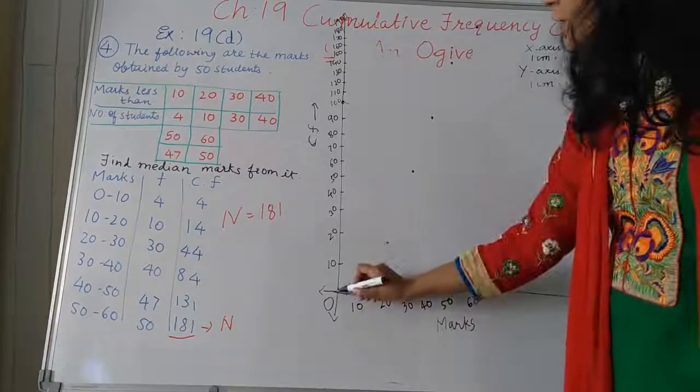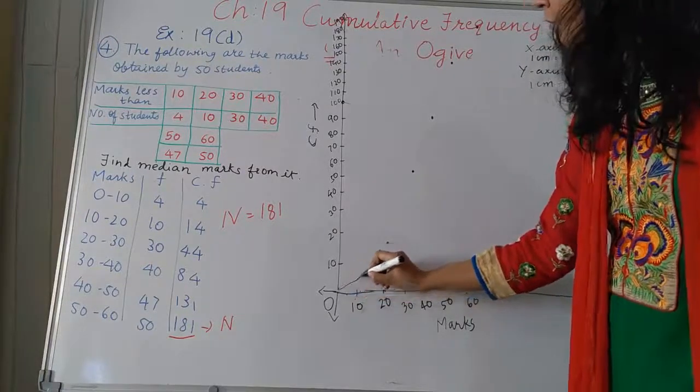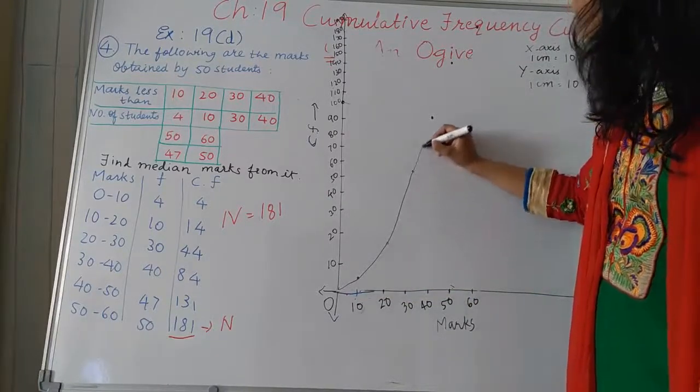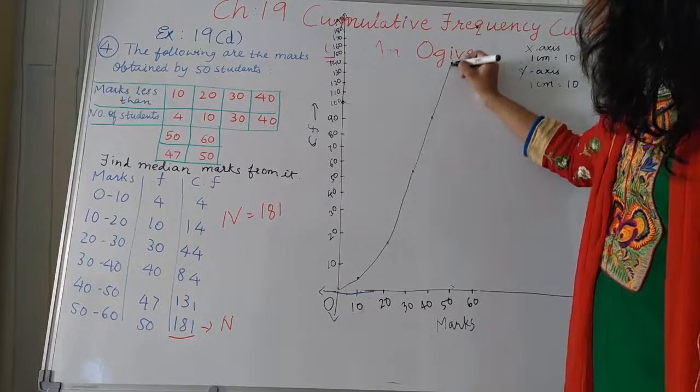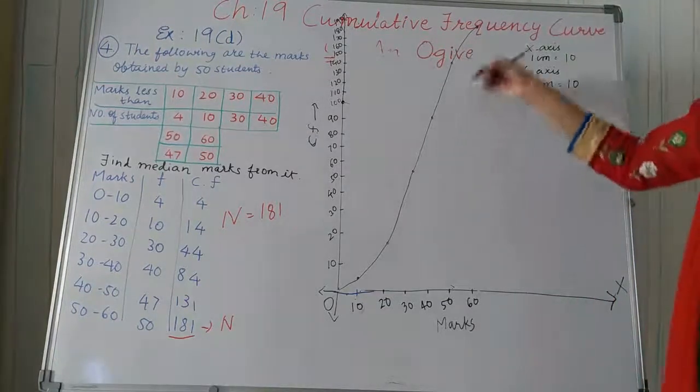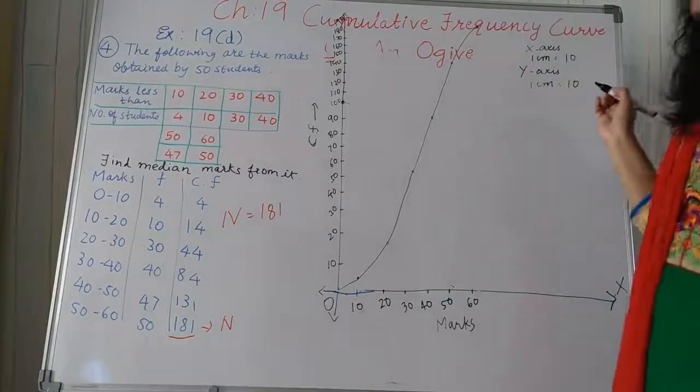Now I join it first using my freehand curve. Like this you have to join. While joining also, you should not make too many curves. Only while joining, whichever way the curve goes, you have to turn your hand.